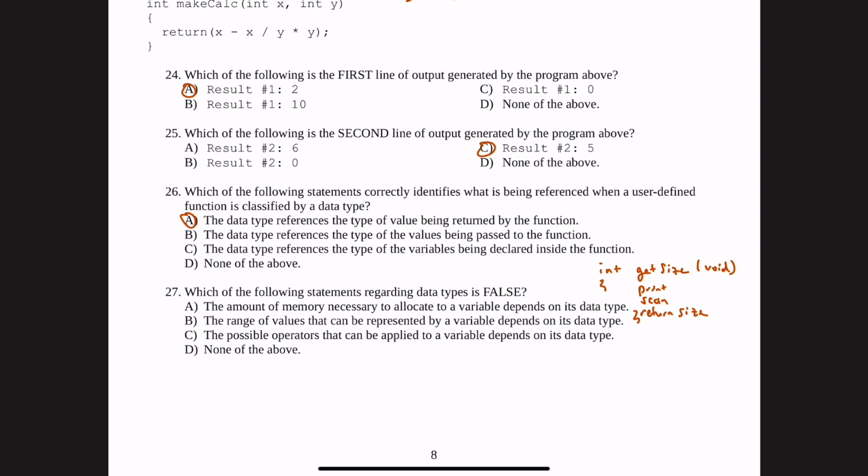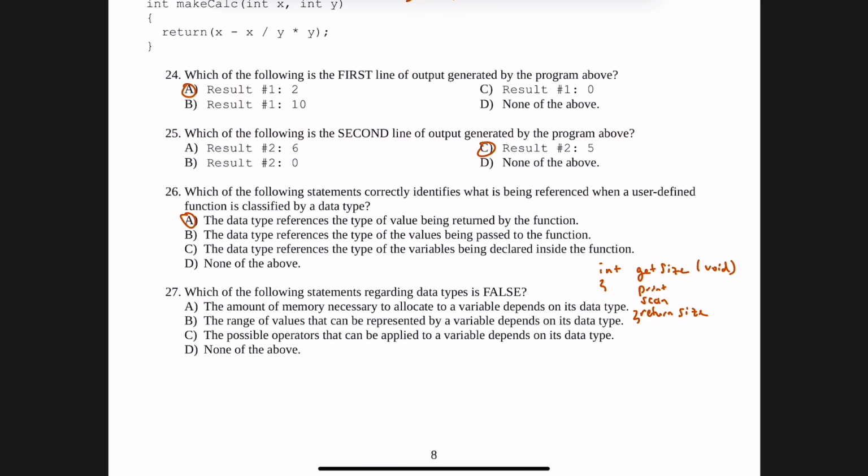B is about what's being passed. Well, in this case, we pass nothing, it's void, right? So we're not talking about what's being passed. C, the references the variables declared inside the function. Well, you can declare other things inside. In this case, we probably only declared it in size, but you might also need to do some calculation or something with a float, or maybe this is not an input function. You have other variables involved, right? So our answer is A. We just care about what is being returned, which is represented by this term right here.